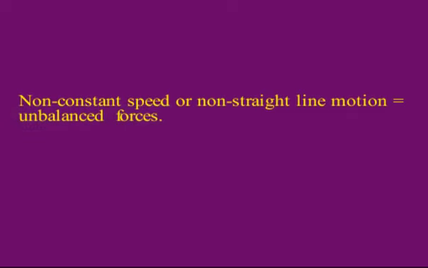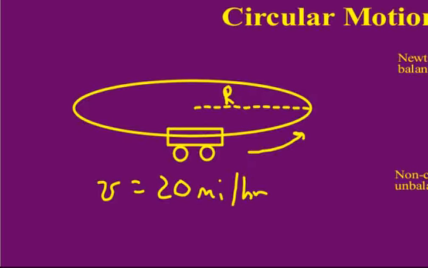So if you look at the drawing on the screen here, it's the drawing of a car moving in a circle. Now, notice that the speed of the car is constant, 20 miles per hour. That means the speedometer says 20, 20, 20, 20. So it is moving at a constant speed.